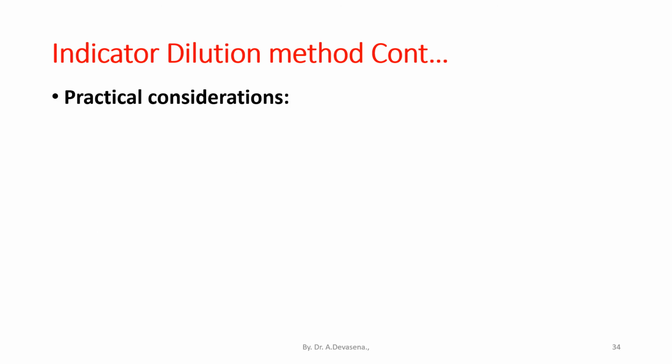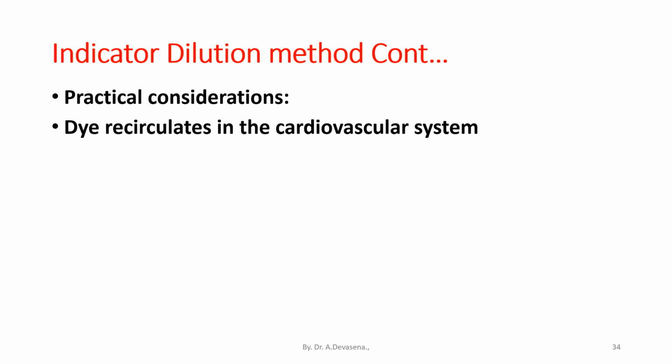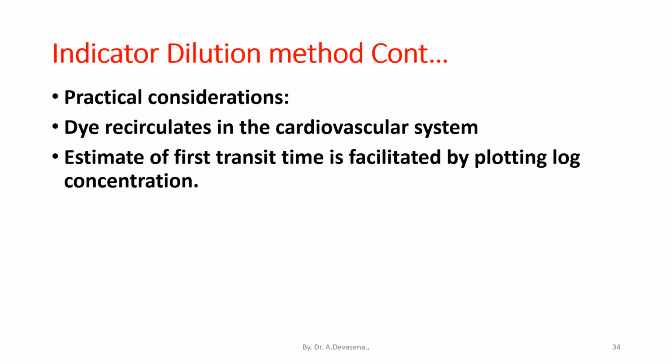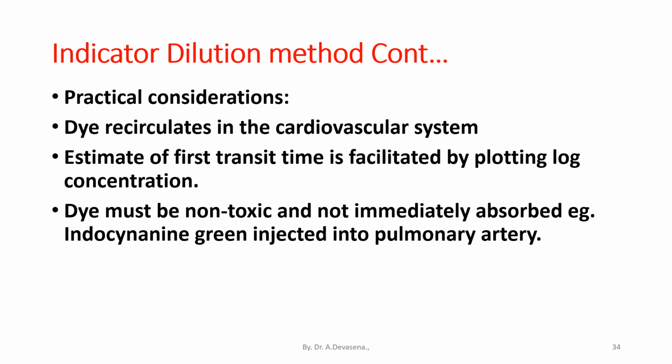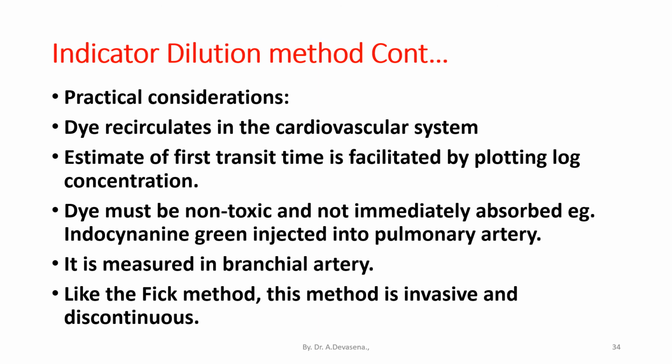Practical considerations. Dye recirculates in the cardiovascular system. Estimate of the first transit time is facilitated by plotting log concentration. Dye must be non-toxic and not immediately absorbed. Example, indocyanine green injected into the pulmonary artery. It is measured in the bronchial artery. Like the Fick method, this method is invasive and discontinuous.